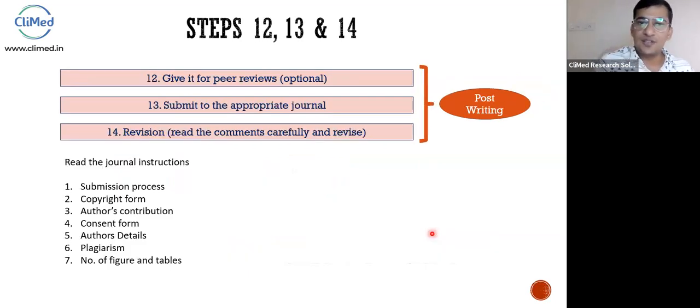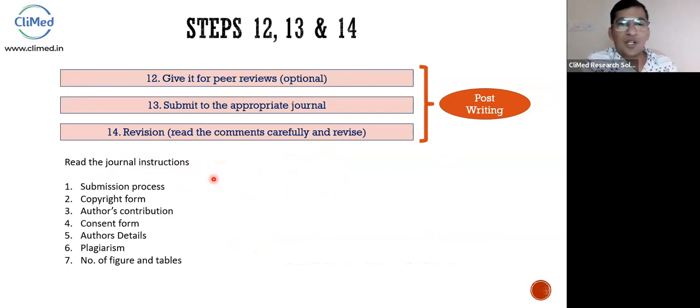And for steps 13, 14, 15, definitely you should read the instructions of the journal, make your paper accordingly, and submit it to the journal. So what exactly do you have to keep in mind when you are submitting, or when you are reading the journal instructions? Very importantly, you have to read the instructions for authors from each journal wherever you are submitting. Prepare your manuscript accordingly.